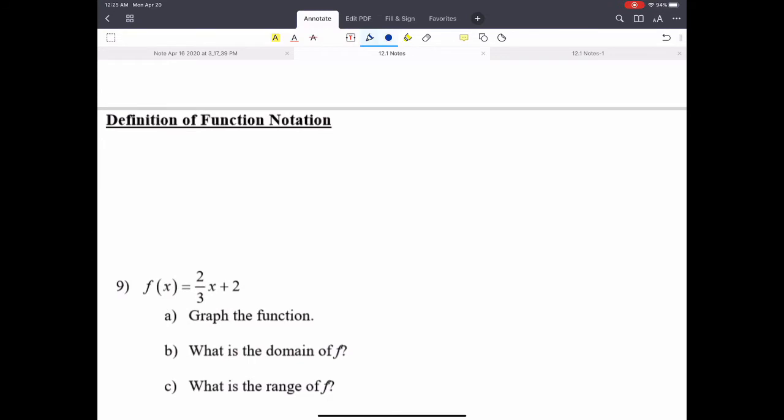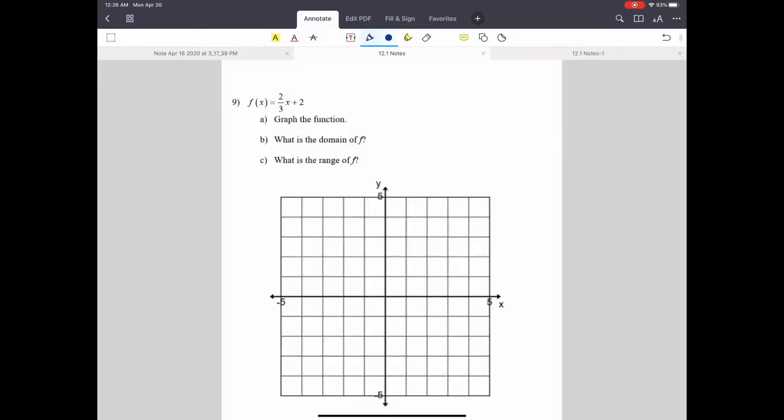Now, you're usually going to see function notation written like this, where it's y equals f of x, and I talked about that before. y equals f of x basically just means that y is the dependent value, and x is the independent value. Okay, right on, for number 9, this is a function.